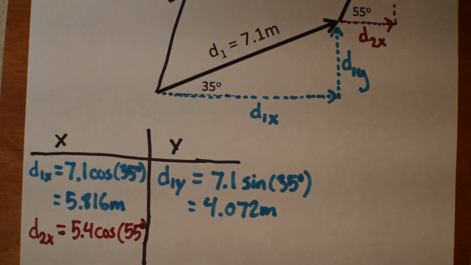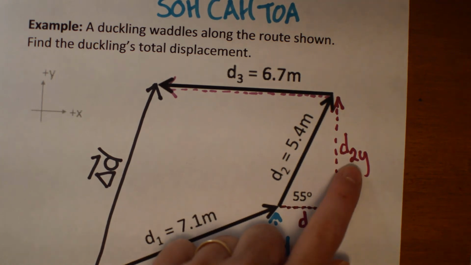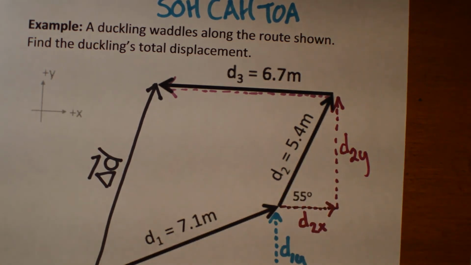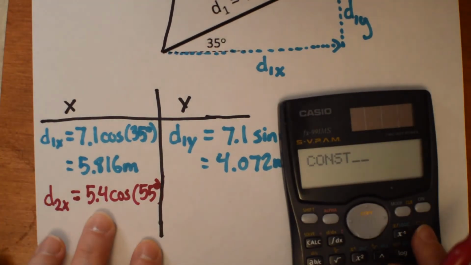By the way, do you remember cos is close? Don't remember cos is always x-axis. Depending on where your angle is, you might have cos is y-axis, right? If I'd given you this angle up here, then the D2y would be cos, right? So just remember cos is close. Don't think cos is always x. It's not always x. All right, let's calculate that one.